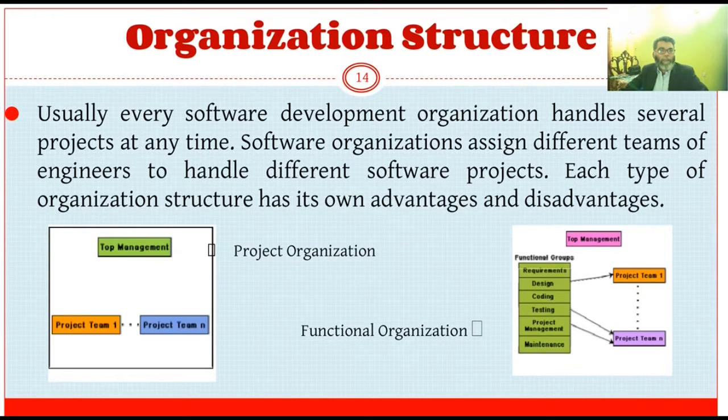The next topic is organization structure. Usually, every software development organization handles several projects at any point of time. Software organizations assign different teams of engineers to handle different software projects. Each type of organization structure has its own advantages and disadvantages. So the first diagram shows the project organization and the second diagram shows the functional organization. Let us go into detail about organization structure.